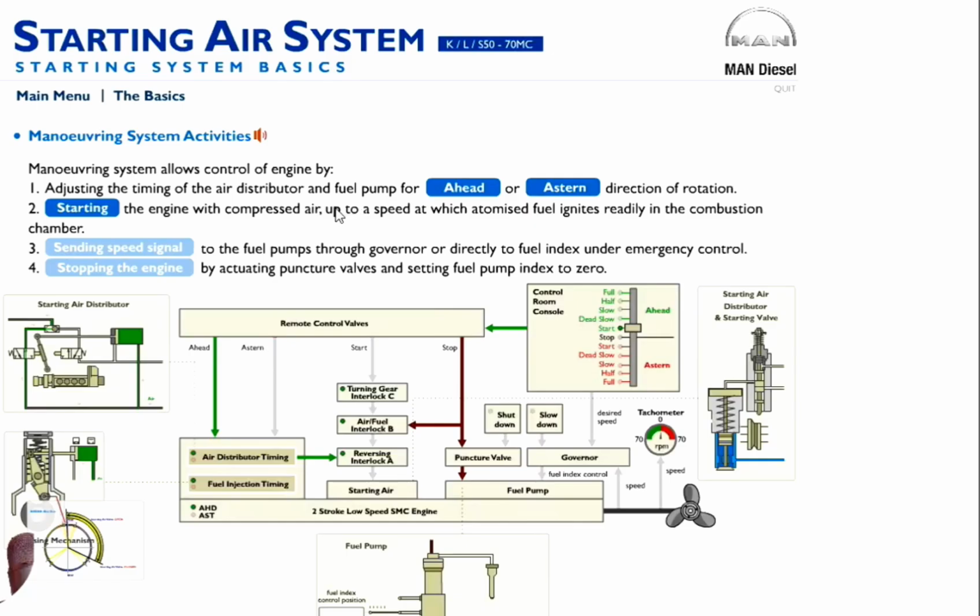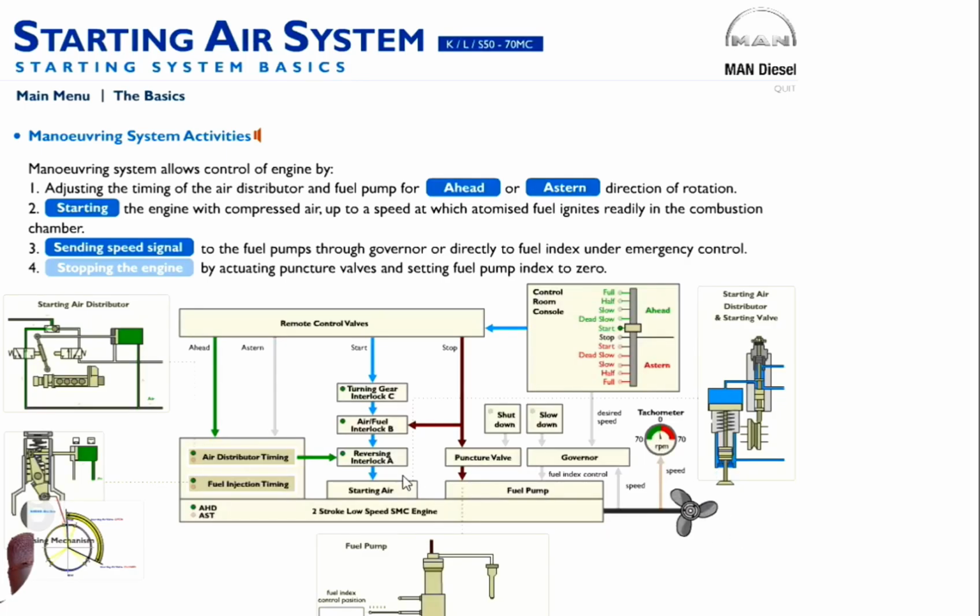Next we will start with compressed air. Okay, let's see. The signal is passing here, turn gear interlock checked, air fuel interlock checked. It's very nice. Okay, and starting air is on the way. The engine is turned by the air now. As you can see here, the starting air valve is open. This is our starting air distributor. And our propeller is turning on air.